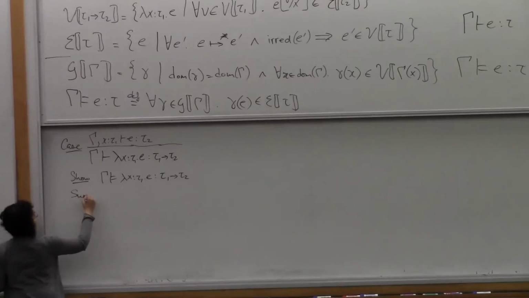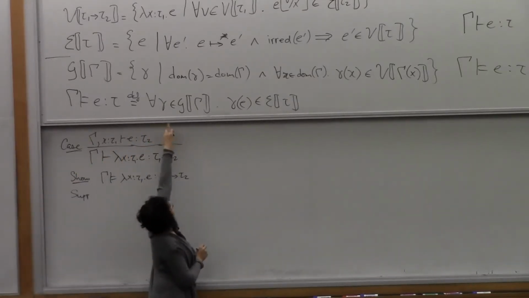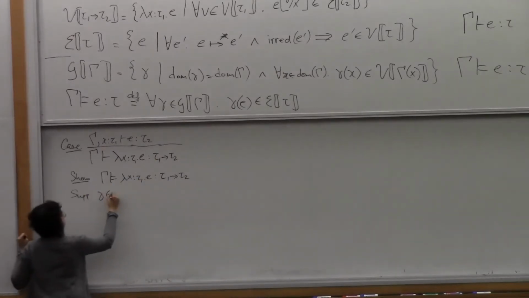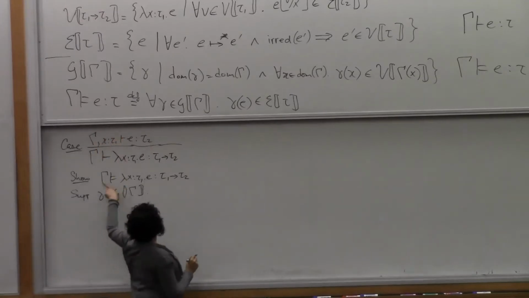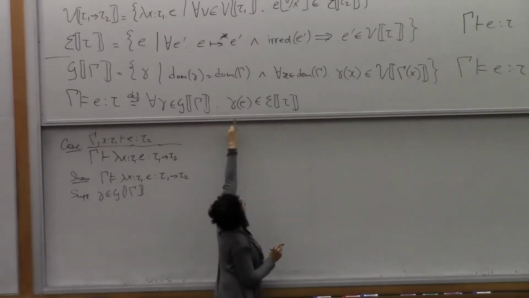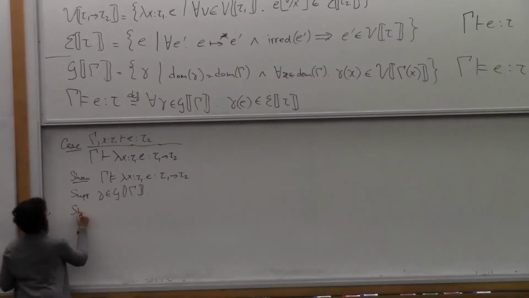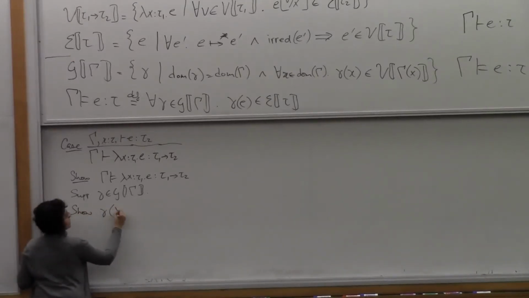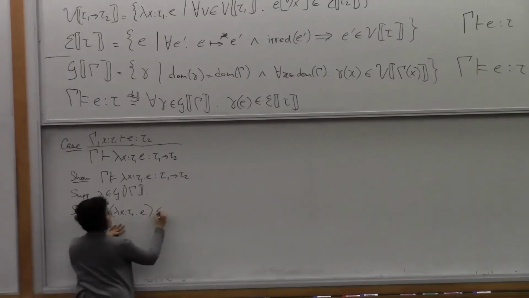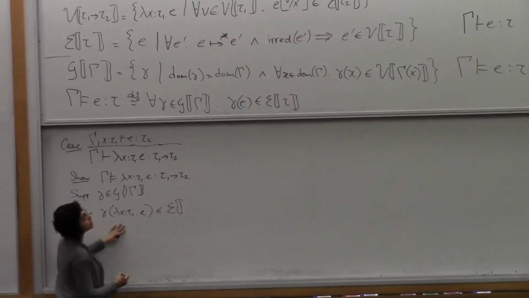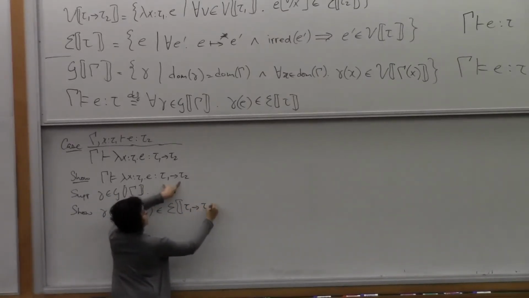All right, we say suppose we are given a substitution, little gamma, right? So suppose gamma belongs to G of Gamma. Since we're trying to show this, we're required to show that gamma applied to our expression behaves like it has the appropriate type. So we have to show that gamma of lambda x colon tau 1 dot e belongs to E of our type tau 1 arrow tau 2.